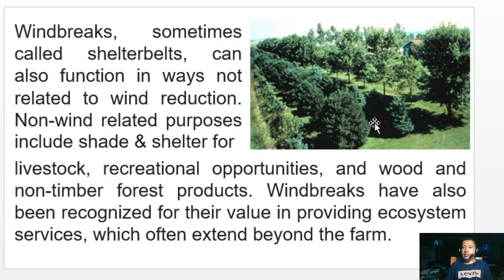For example, here under the shade, the animals can find comfort, especially during the hottest hour of the day. It can also serve as recreational opportunities and wood and non-timber forest products. Windbreaks have also been recognized for their value in providing ecosystem services, which often extend beyond the farm. So even the areas that are far from the windbreaks can benefit. For example, here you have your pollinators. Of course, the nearby farms can benefit from the bees living in your windbreaks.